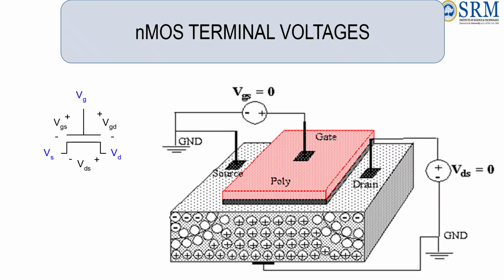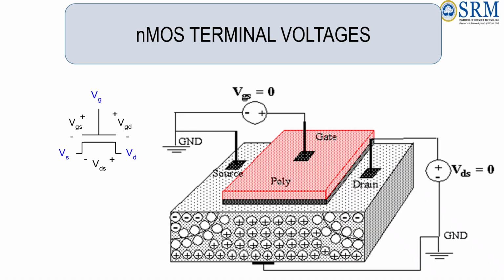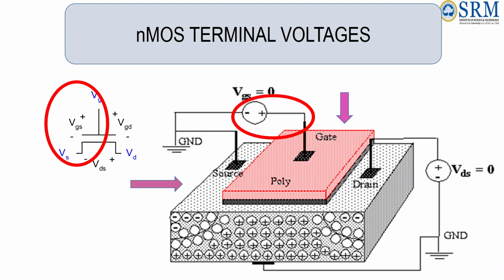In the last session, we saw some basics of MOSFET. The three terminals of the MOSFET are the gate, drain, and the source. So the three terminal voltages are VG, the gate voltage, VD, the drain voltage, and VS, the source voltage. The three terminal voltages can be combined to form the potential difference between any two terminals. For example, the potential difference between the gate and the source is VGS. So VGS can be written as VGS is equal to VG minus VS, which is equation number 1.